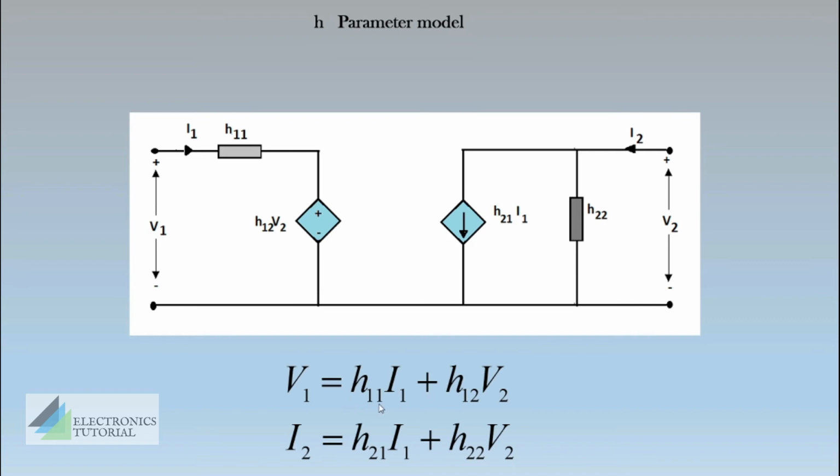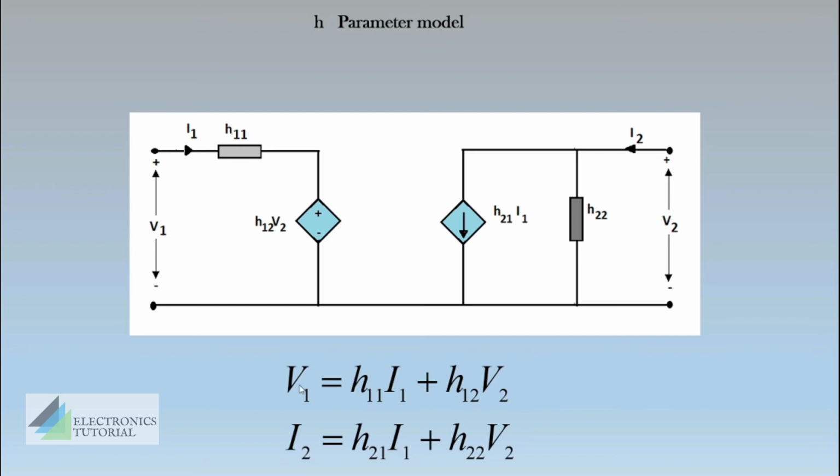We know the value of H11. H11 is equal to V1 by I1. So V by I expression explains that this is an impedance value. So this is represented with the symbol for impedance. And H12 into V2.